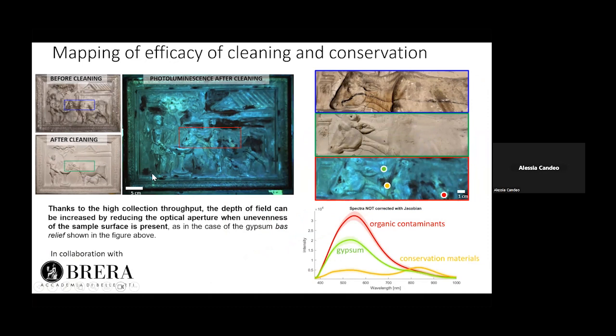In fact, fluorescence or photoluminescence is highly sensitive to the presence of organic contaminants, for example. And when we highlight this specific detail, it is quite obvious that there are still some organic contaminants on top of the gypsum. We can also detect the presence of the materials that were used during the conservation.